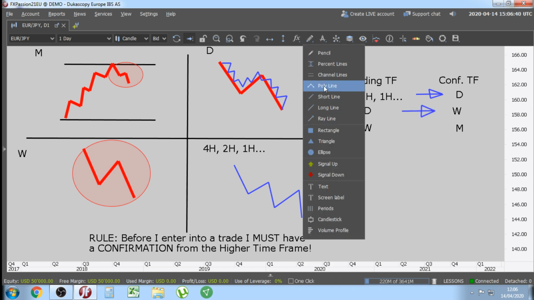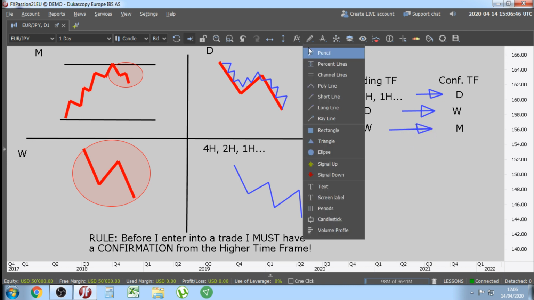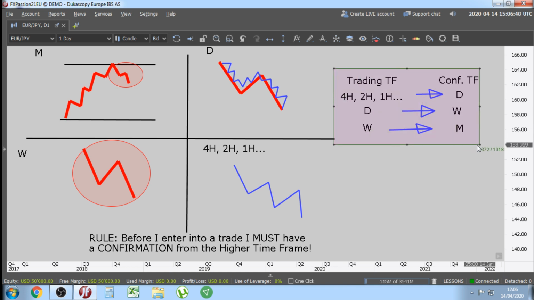Romer entered on the 2-hour time frame. What is Romer's trading time frame, and what is Romer's confirmation time frame? And if Giuseppe entered from the 1-hour time frame, what is his confirmation time frame? And if Annie entered from the 4-hour time frame, what is her confirmation time frame, everybody?